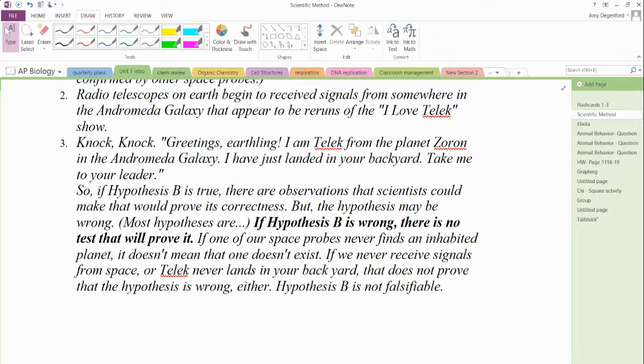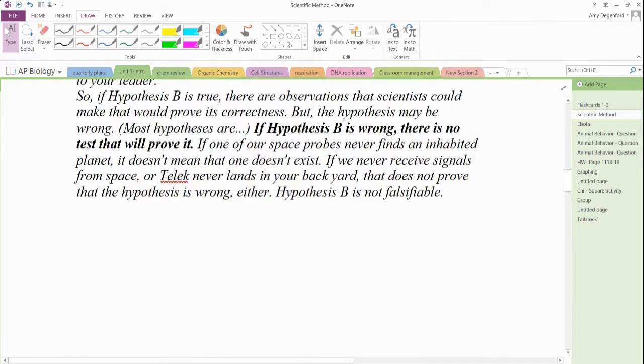So if hypothesis B is true, we can verify that. However, we can't really prove it false. If hypothesis B is wrong, there's no test that will prove it. If one of our space probes never finds an inhabited planet, it doesn't mean that one doesn't exist. If we never receive signals from space, or Telek never lands in your backyard, that does not prove that the hypothesis is wrong either. Hypothesis B is not falsifiable.